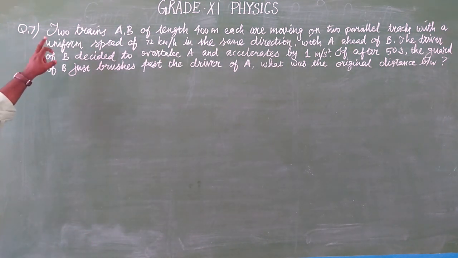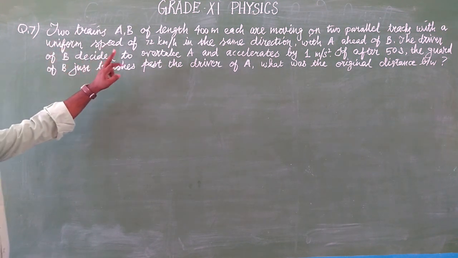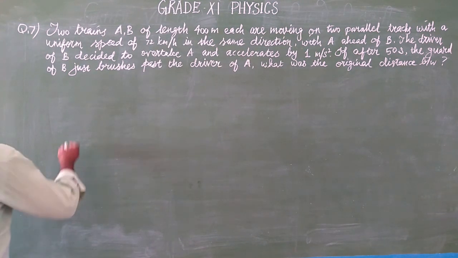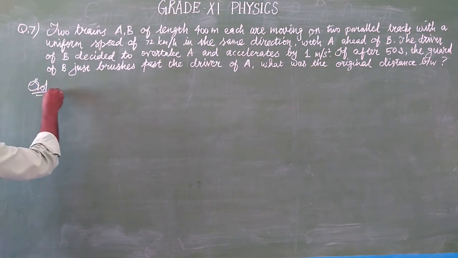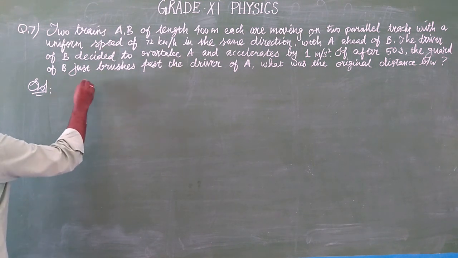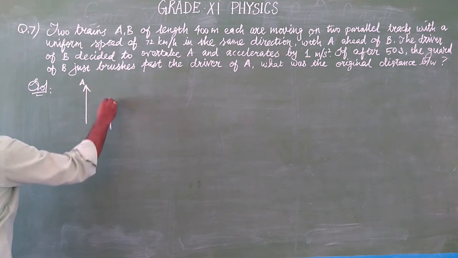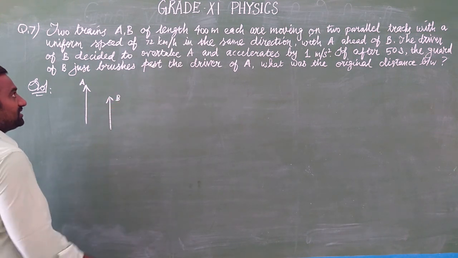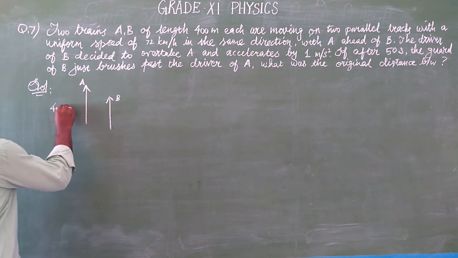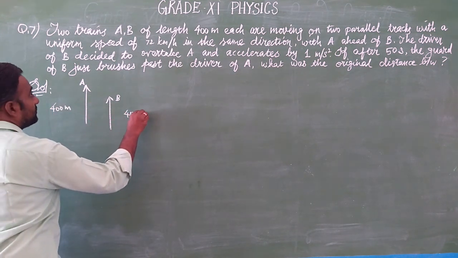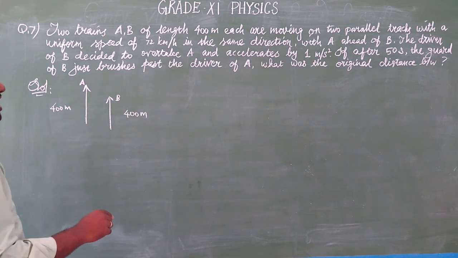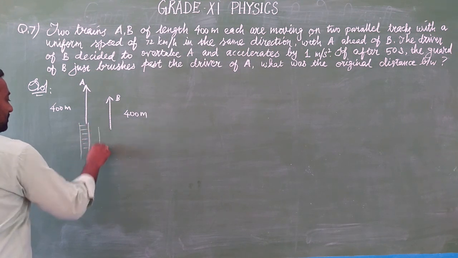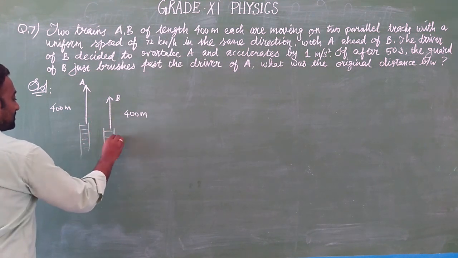Look at the question. Two trains A and B of length 400 meters. The solution is: two trains A and B of the same length. So train A and train B both have equal length, that is 400 meters. Train A is 400 meters, train B is also 400 meters. Each is moving on two parallel tracks. So this is one track. This is a second track. So the two tracks are parallel.